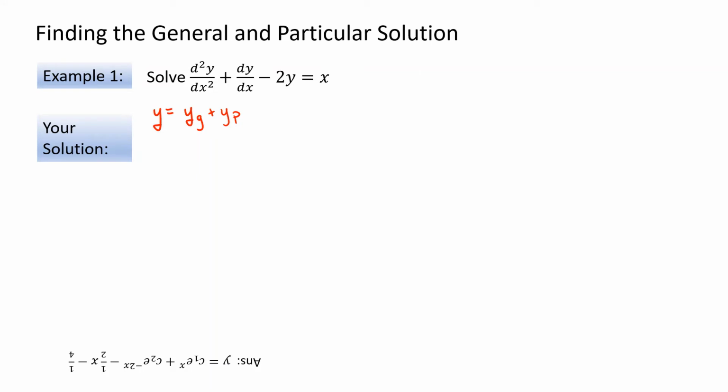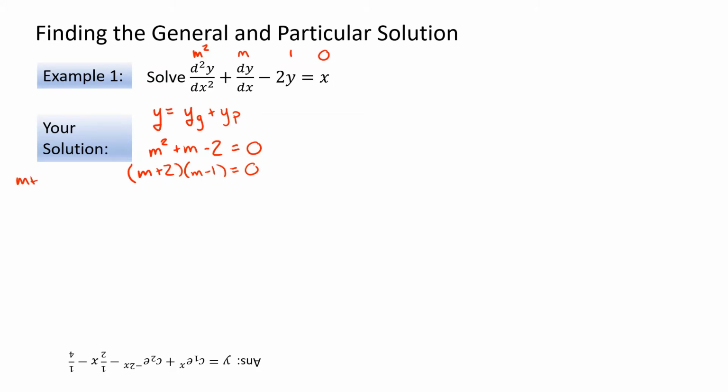By substituting in m squared for d squared y by dx squared, m for dy by dx, and just 1 for the 2y, and setting this equation to 0, okay, because we're just trying to find the first piece. So if we do that, we're left with m squared plus m minus 2 is equal to 0. So this will actually factor because positive 2 and negative 1 multiply to negative 2 and add to positive 1. Okay, so if you factor this, you get m plus 2 times m minus 1 is equal to 0.